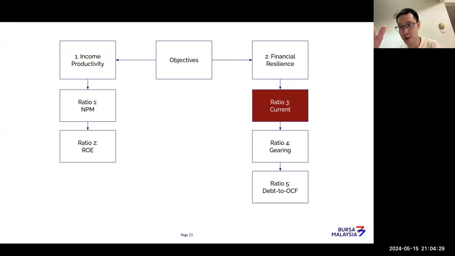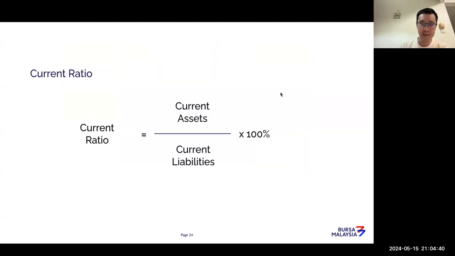We actually measure its financial resilience. The first one is to actually measure it based on current ratio, which is our third ratio for today. So how do we actually calculate current ratio?